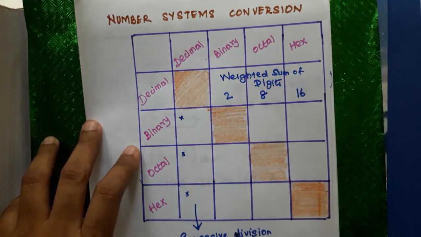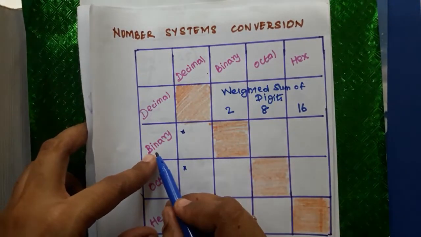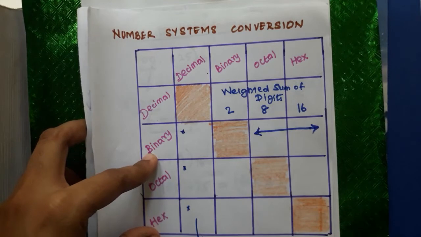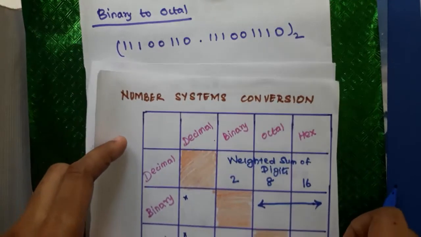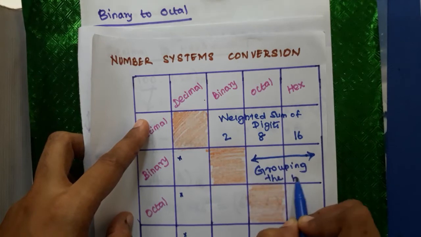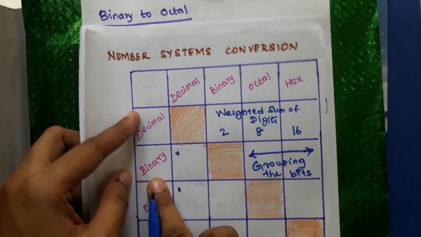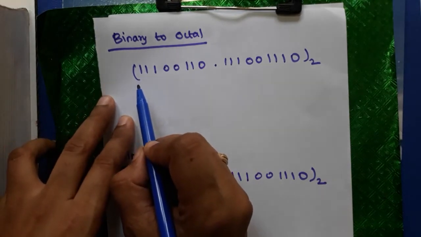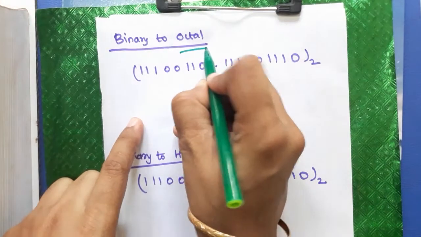Now let's convert a binary number to an octal number or a binary number to a hexadecimal number. A binary to octal or binary to hexadecimal conversion is very simple. This is done by simply grouping the binary bits. Let's see. Now, let's take an example of a binary number. I want to convert this into an octal number.